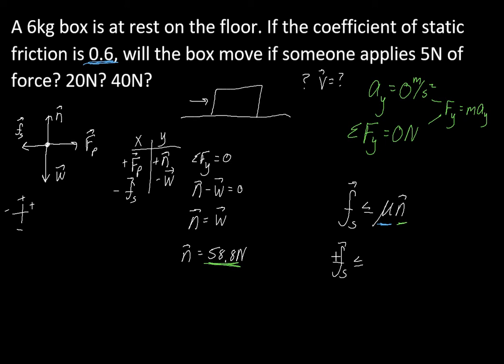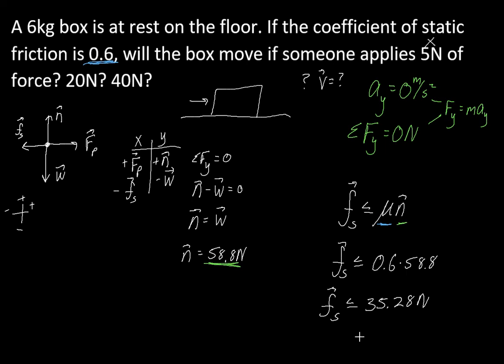And I know that the static friction is going to have to be less than or equal to 0.6 times 58.8. So our static friction will always be less than or equal to 35.28 newtons. So if we look back at our problem here, if someone applies 5 newtons of force, well, 5 is less than or equal to 35, so nope, the object's not moving there.